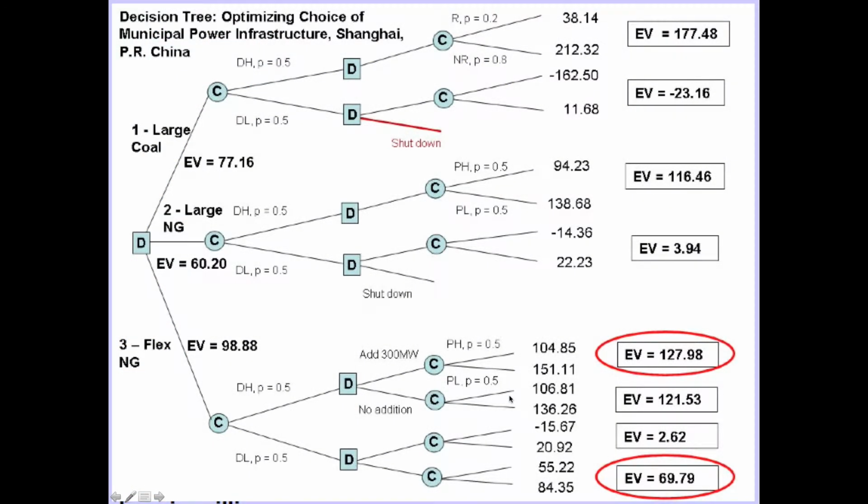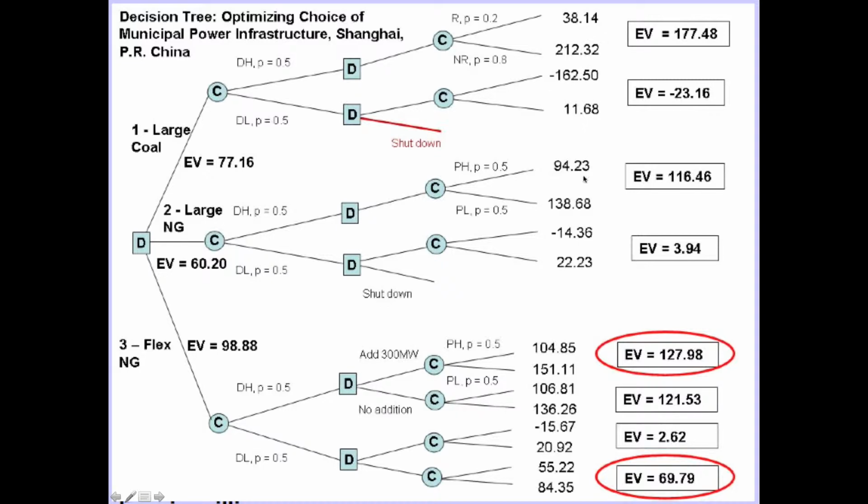So I have another more complete example. This is from some project in Shanghai, China, for a municipal power infrastructure. And it's somewhat simplistic, but they're looking at, should I choose a large coal plant, a large natural gas plant, or some flexible natural gas plant. So if the demand is high, the probability of demand being high is 0.5. Demand low is 0.5. So that's a chance. Probability of production being high, production being low, and so on. And I forget what this R means. Anyway, it doesn't really matter, but it's a chance of something happening.